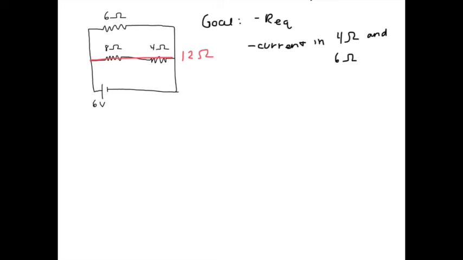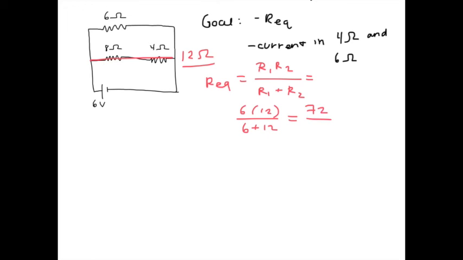Now it becomes similar to a parallel circuit, where equivalent resistance, here we're using the shortcut, is equal to R1 times R2 over R1 plus R2. So we'll plug in the values we already know. We'll call R1 6 ohms, R2 is 12 ohms because that's this entire segment, and that's divided by 6 plus 12. So we end up with 72 divided by 18, or 4 ohms. That's the equivalent resistance for the entire circuit.